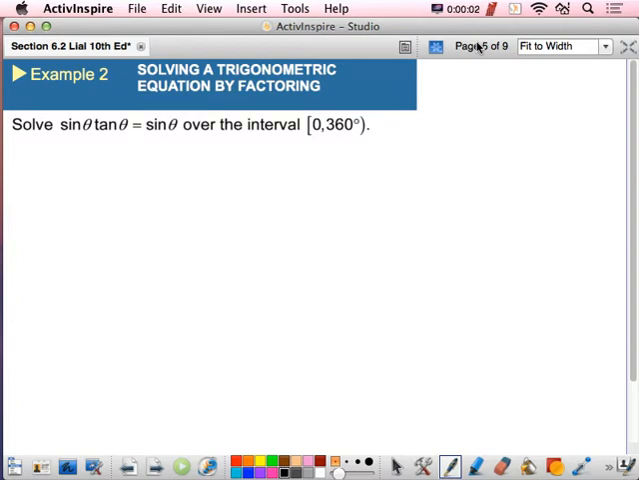Example 2 wants us to solve sine of theta times tangent of theta is equal to sine of theta over the interval from 0 to 360 degrees. First thing we notice here is we don't just have a singular trig function, we have how many? 2, right? So it's not quite as simple as the one before it.